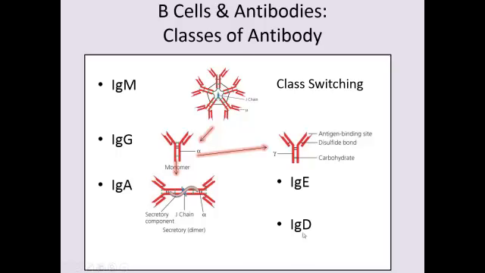And IgD is the antibody that's basically soluble B cell receptors. Sometimes the receptors come off of the B cells and we find them floating around in the serum. Not very often, though.